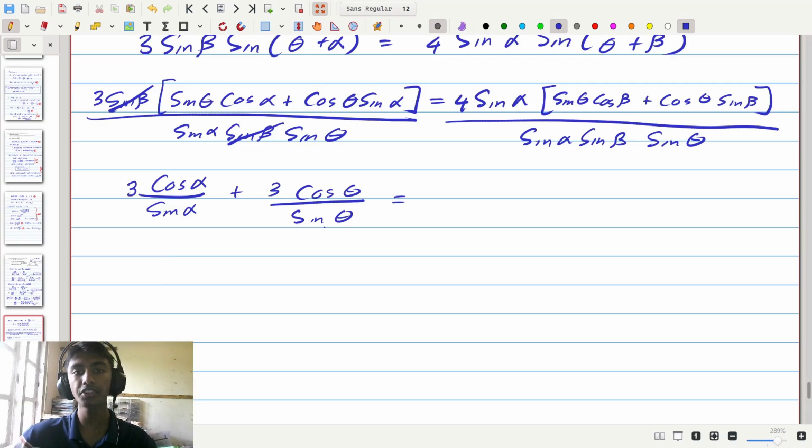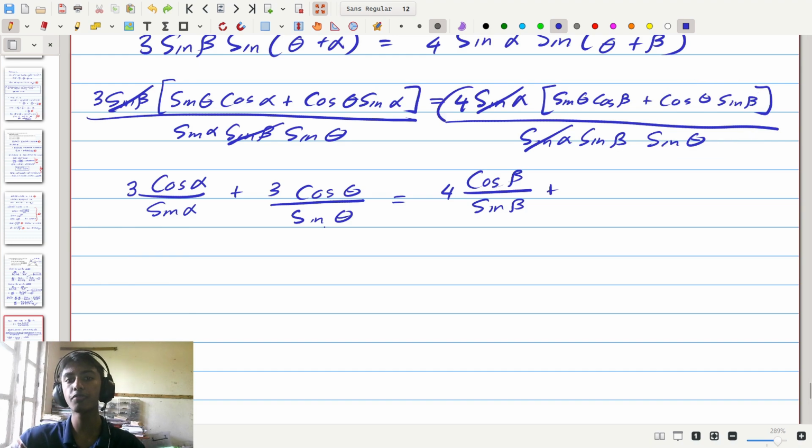And on the right hand side, similarly, this sine alpha is going to cancel for this sine alpha, leaving us with 4 times sine theta cos beta divided by sine beta sine theta, which means this is going to cancel, leaving us with cos beta divided by sine beta, which is going to give us 4 cos beta divided by sine beta plus this thing, which is going to be 4 times cos theta sine beta divided by sine beta sine theta, which is going to cancel out the sine beta, leaving us with cos theta divided by sine theta. So plus 4 cos theta divided by sine theta.